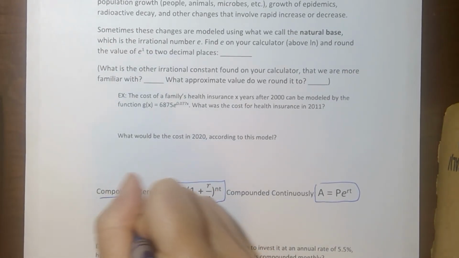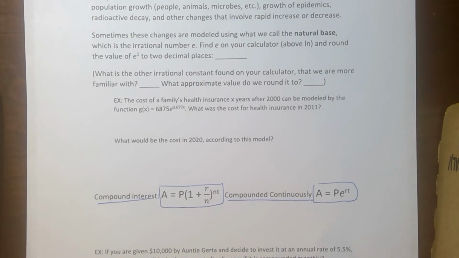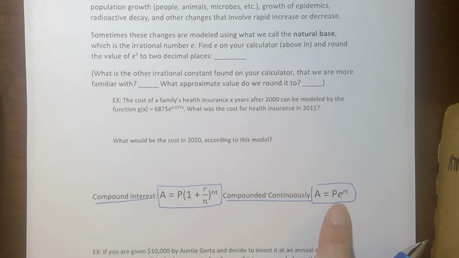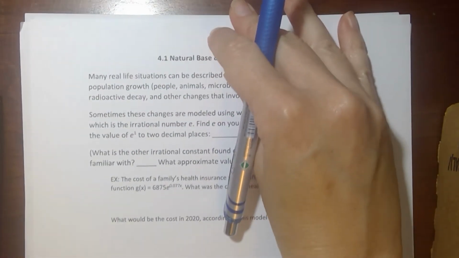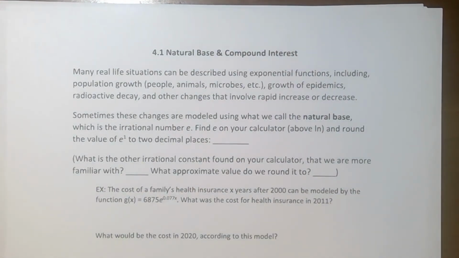They're very common formulas. We're going to talk about how we find those, but this E is an irrational constant and it's our natural base. Let's look back up here at the beginning of this page. Many real-life situations can be described using exponential functions. They track rates of exponential growth, like with people, populations, animals, microbe populations, growth of epidemics, like our pandemic.